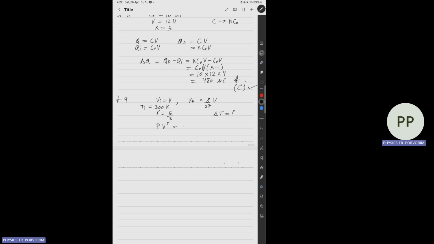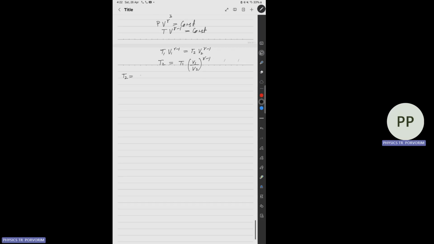We know PV to power gamma is constant and T V to power gamma minus 1 is also constant. So from here I can write T1 V1 to power gamma minus 1 equals T2 V2 to power gamma minus 1, and T2 will be T1 into V1 by V2 to power gamma minus 1. Now just put the values. So T2 will be 300, V1 is V, and V2 is 8 by 27 V, power gamma minus 1. Gamma is 5 by 3 minus 1. So V and V cancel. Now 27 can be written as 3 to power 3 and 8 can also be written as 2 to power 3. And the whole power is 2 by 3.